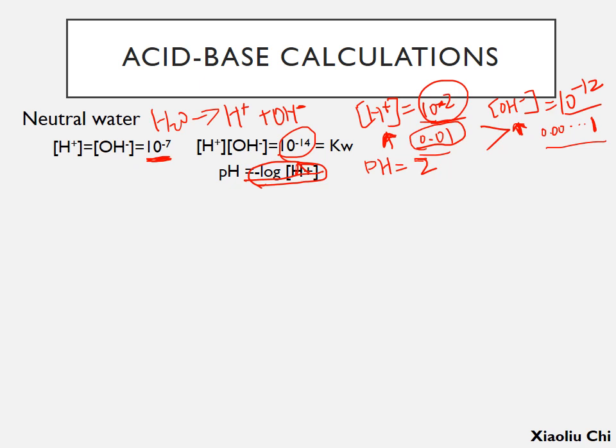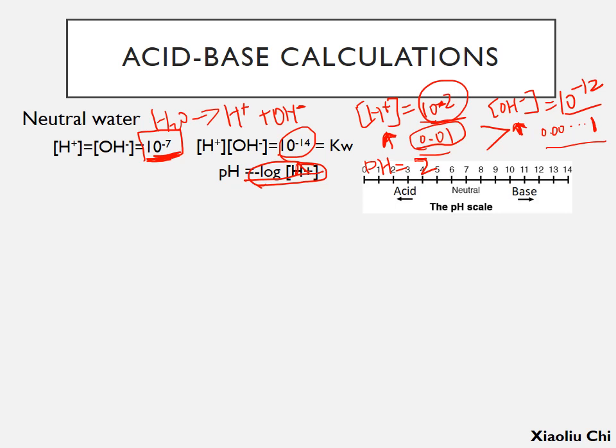And so here is a pH scale. For pure water, because the hydrogen ion is 10 to the minus 7, negative log of 10 to the minus 7 gives you 7. So in pure water or neutral water, pH is 7. In acid solution, you have more proton, so the pH is smaller than 7. In this case, it is 2. So the smaller the pH, the more acidic the solution is.